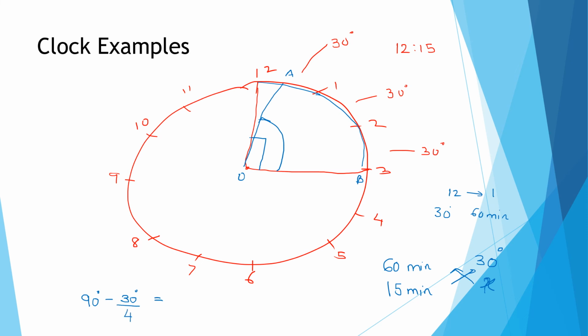And since the angle is coming inside, it is 90 degrees minus 30 by 4, that is 90 degrees minus 7.5. So the angle will be 82.5 degrees. How much will it be? 82.5 degrees. Understood? Since the angle is coming inside, it will be reduced.